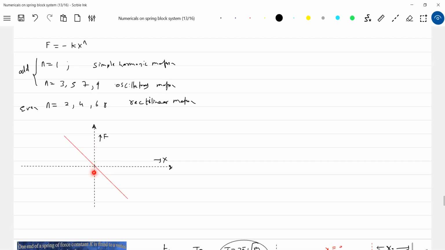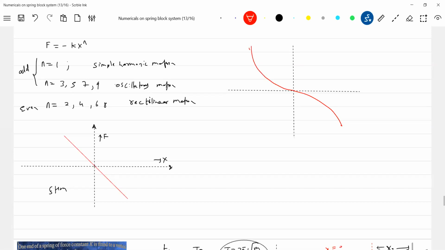Able to understand? Even according to this, F equal to minus k x cube is there. If it is a curve, it will not be SHM. It will be oscillatory. So this is the condition for SHM. Now if the curve is like this, it is not linear. This will be oscillatory, but not SHM.